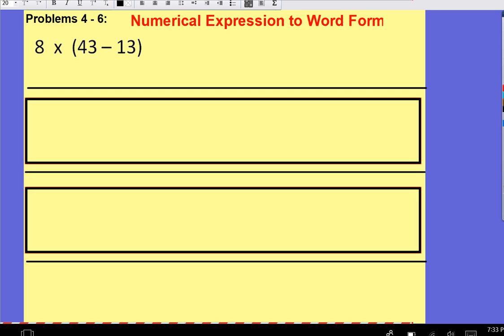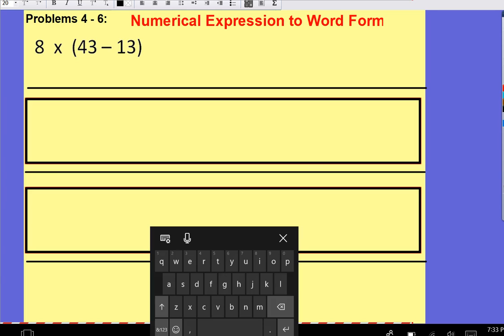So I can say this a couple of ways. I might say 8 times the difference of 43 and 13, or I can say find the difference of 43 and 13 and then multiply it by 8. Either one of those means the same thing. We just have to make sure that we're telling the person to find the difference first and then to multiply. Because without those parentheses there, I would be multiplying 8 times 43 first. So let me write that, or attempt to write that.